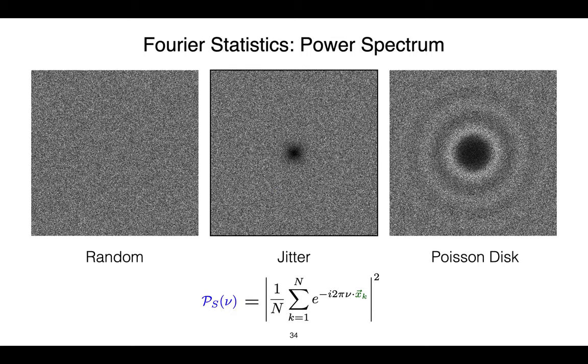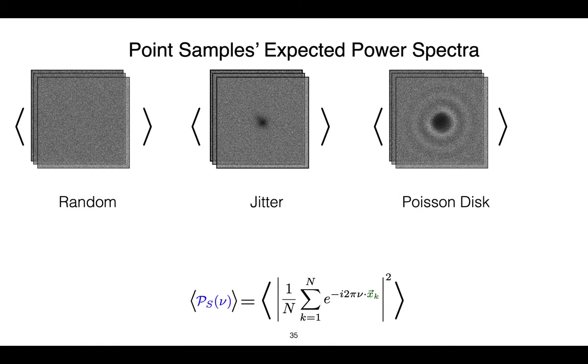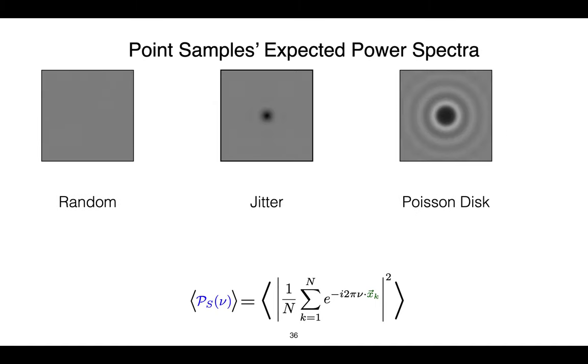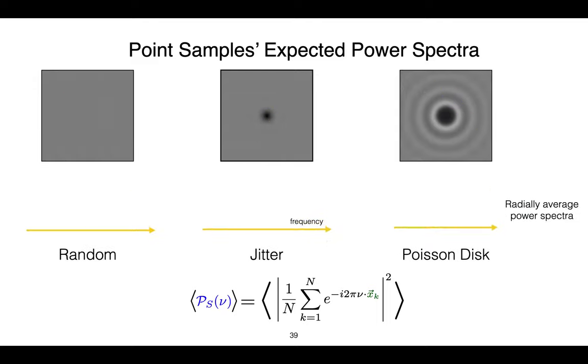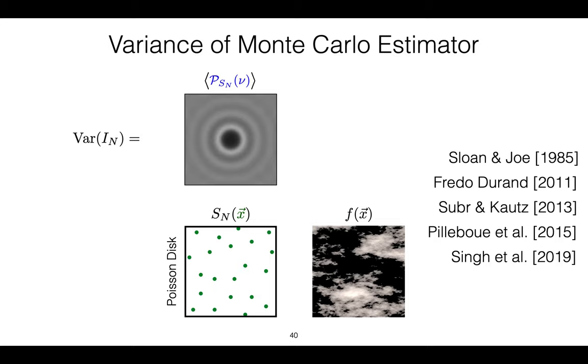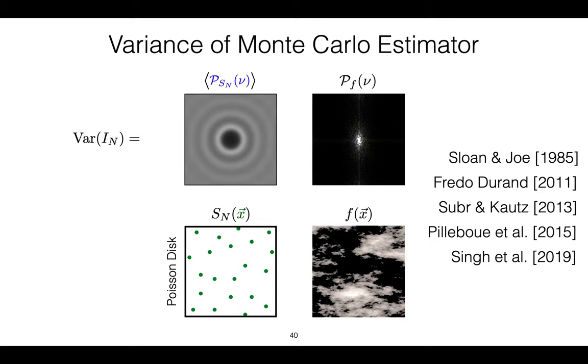Now, to relate these power spectra to the variance in Monte Carlo estimation, we compute these power spectra over multiple realizations, and then we average these power spectra to compute the corresponding expected power spectrum. If the energy distribution is isotropic on this power spectra, then we can compute the radially averaged power spectrum of these sampling patterns. Once you have the expected power spectrum of these sampling patterns, let's say we want to sample a function shown here, f of x, with these Poisson disk samples. If we compute the corresponding power spectrum of this function, then the corresponding variance was shown to be equal to the sum over the product of these power spectra.